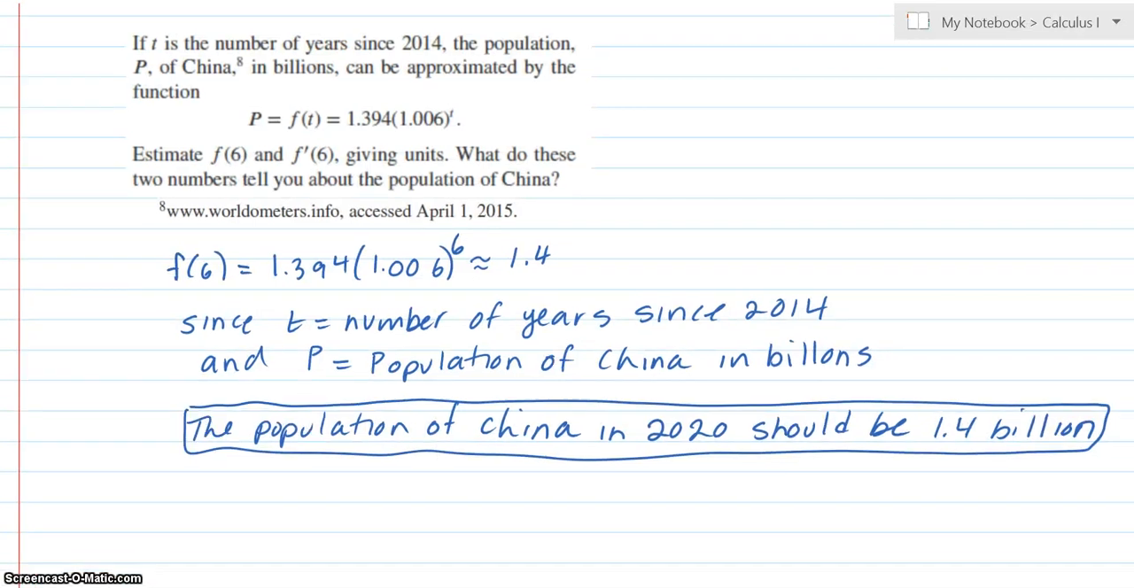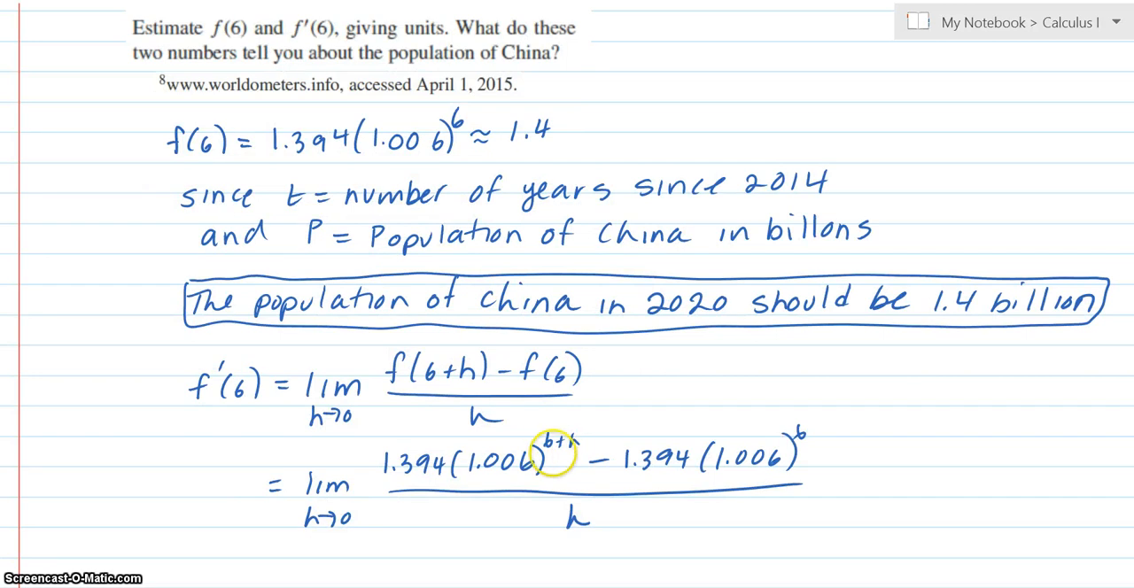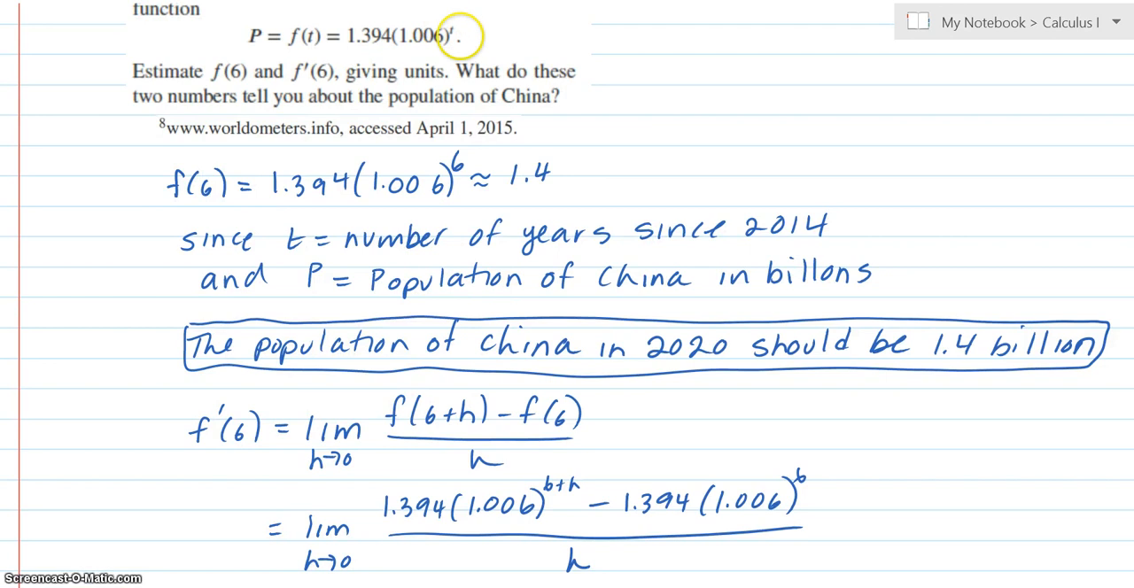Okay, what about the derivative? What is f prime of 6? Well, we first have to estimate it. So we can use our formula: f of 6 plus h minus f of 6, over h. We can do this for specific values of h, or we can do it in general. So I'm just going to do it in general. So this is 6 plus h into my formula, and then f of 6, we already found this to be about 1.4.